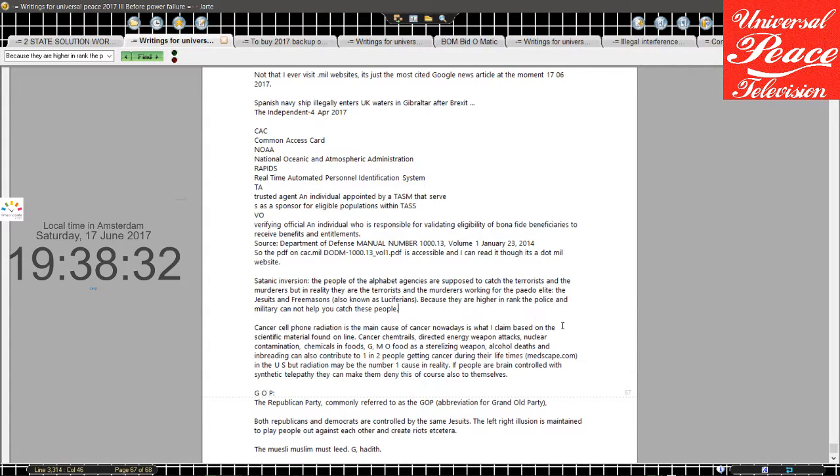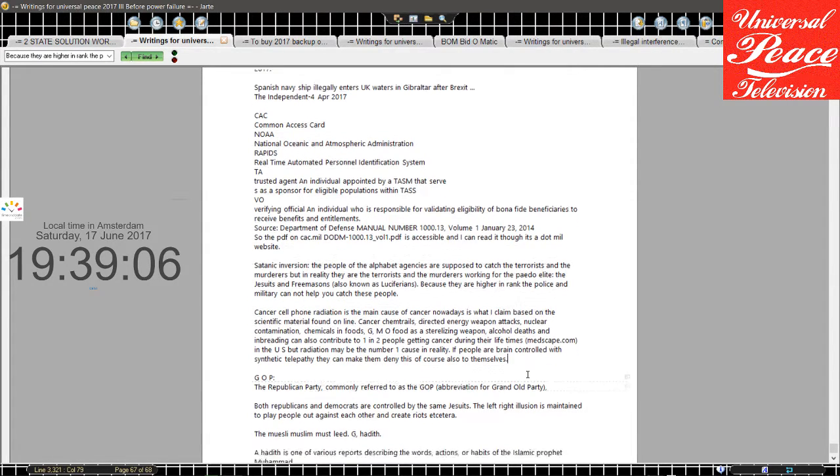Cancer. Cell phone radiation is the main cause of cancer nowadays, is what I claim based on the scientific material found online. Cancer, chemtrails, directed energy weapon attacks, nuclear contamination, chemicals in foods, GMO food as a sterilizing weapon, alcohol deaths and inbreeding can also contribute to 1 in 2 people getting cancer during their lifetimes, according to Medscape.com, in the US. But radiation may be the number 1 cause in reality. If people are brain controlled with synthetic telepathy, they can make them deny this, of course, also to themselves.